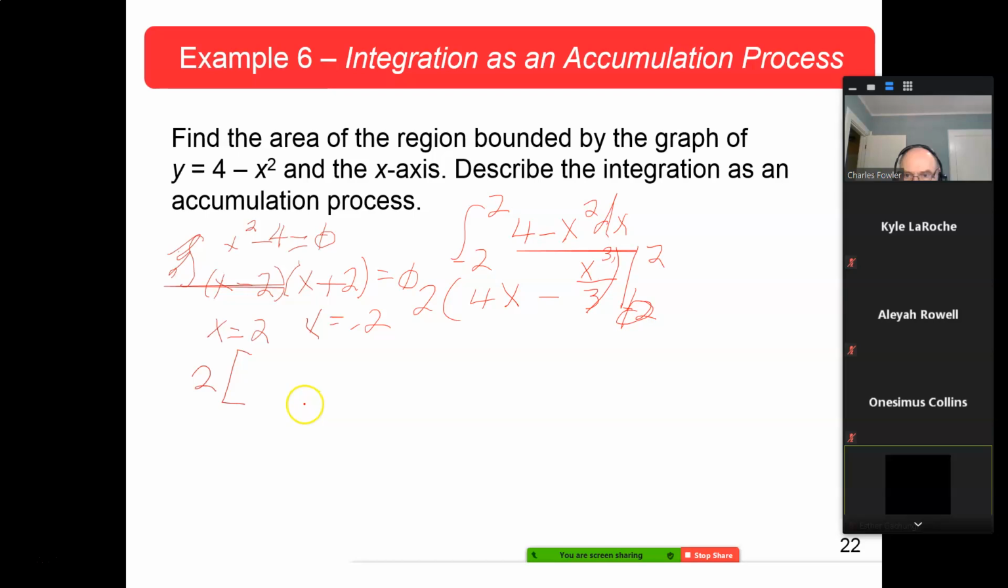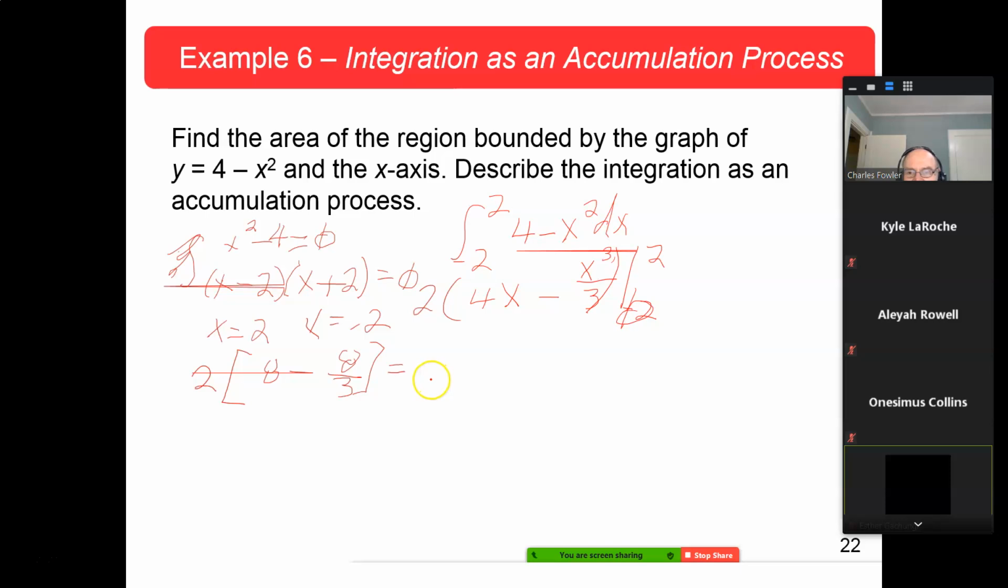integration here. When you plug in +2 for 4, 2 times 4 is 8, minus, plug in a 2 for the x, and you get 2 cubed is 8, so it's -8/3. And then, this is the beauty of doing a 0 rather than a -2. When you plug in 0, it's 0. Okay, so what do we have here?